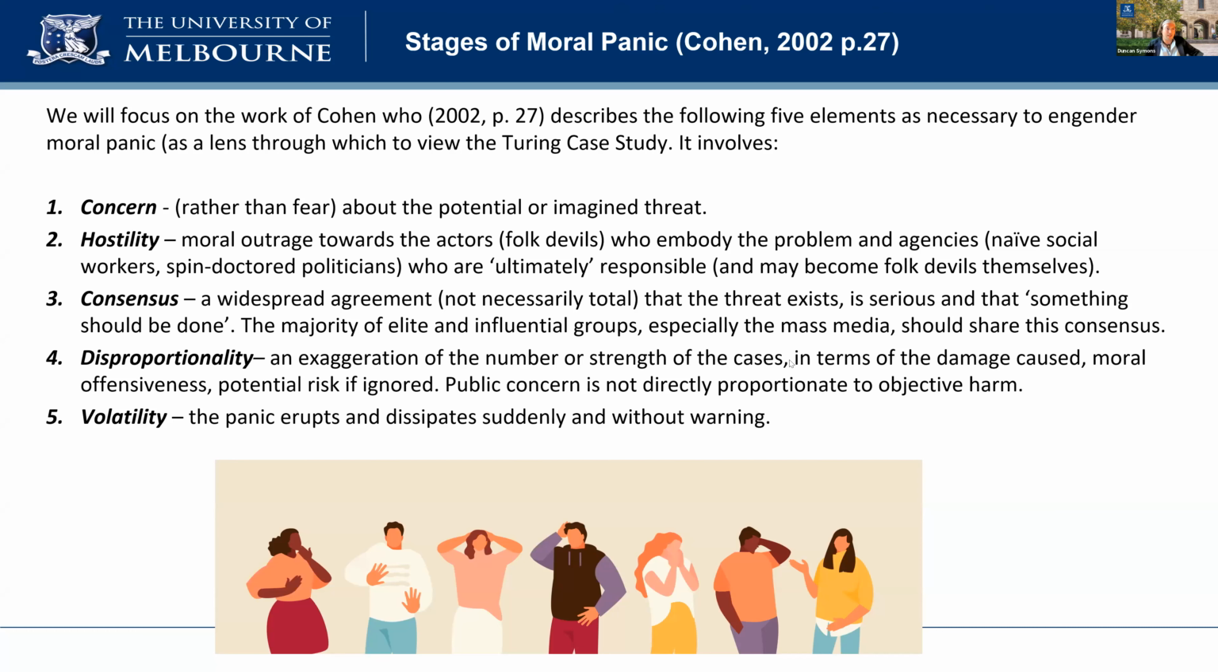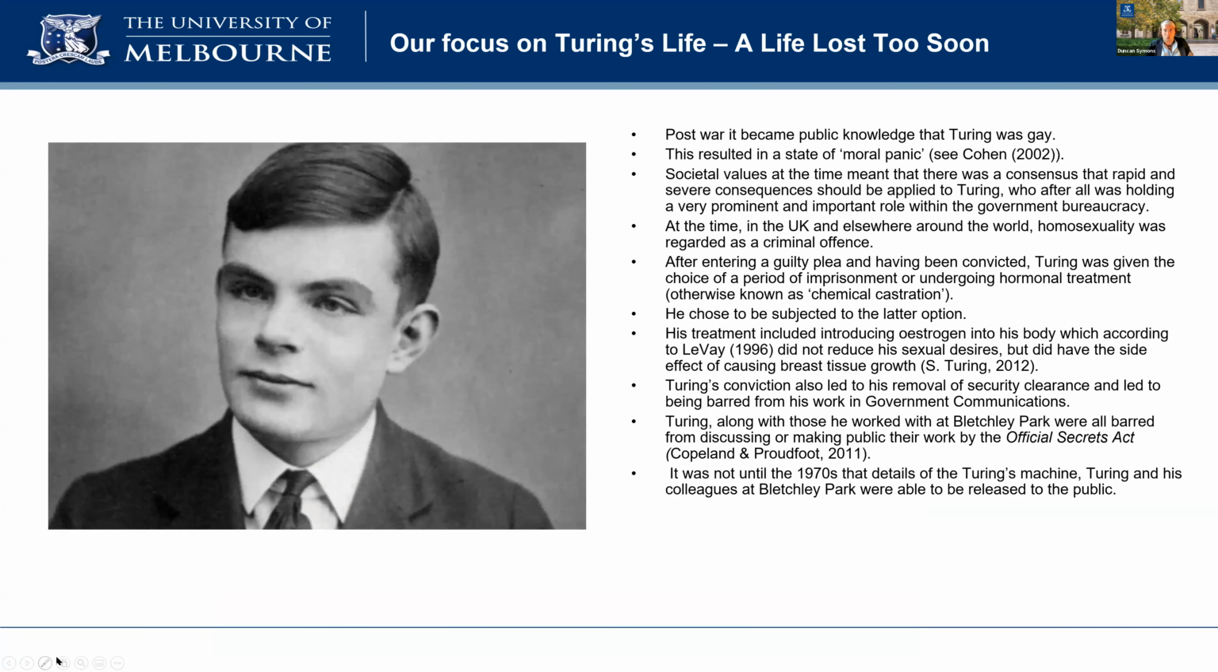I found that the stages of moral panic by Cohen did a nice job of framing the knowledge that the broader public had of Alan Turing being gay, and what happened to him after that. It became known he was gay, and this resulted in a state of moral panic. Social values at the time said something had to be done, because after all, he was holding a very important role. In the UK, as in the majority of countries around the world, it was regarded as a criminal offence.